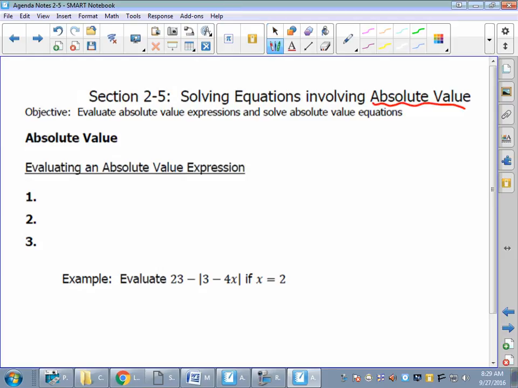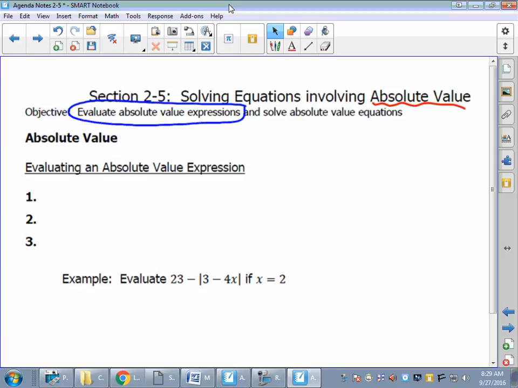We are going to solve equations involving absolute value. We're also going to do some absolute value evaluating and solving. So we've got a couple things that we need to deal with here. First of all, absolute value itself is how far a number is from 0 on the number line.